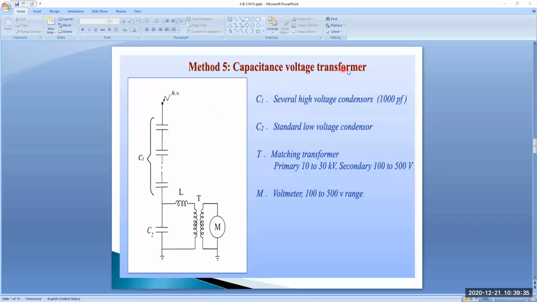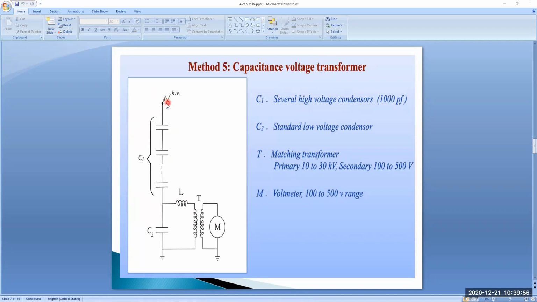And then the next concept is the capacitance voltage transformer. All of you draw this circuit diagram. Complete it fast. Capacitance voltage transformer, similar to the previous case.